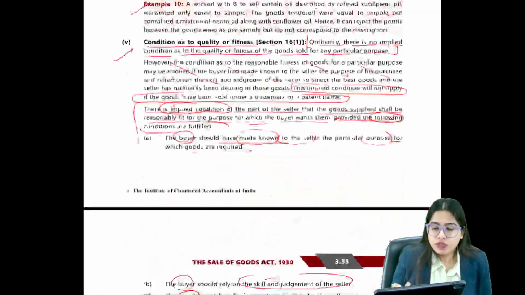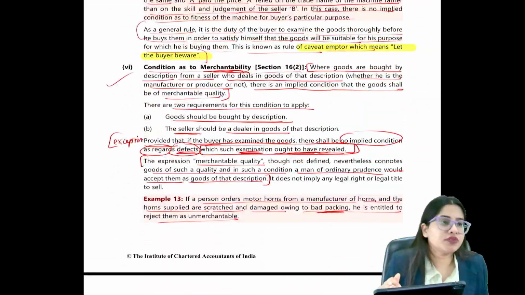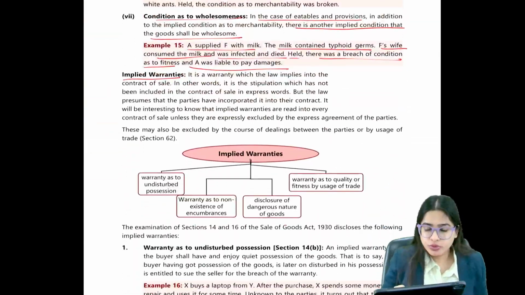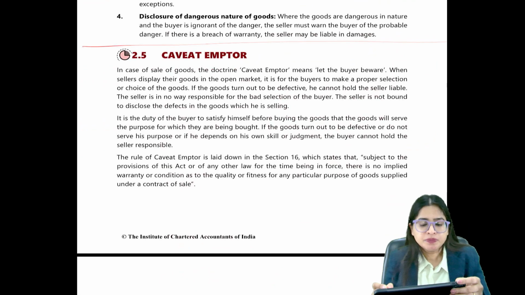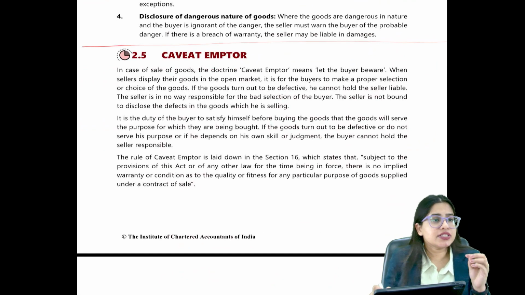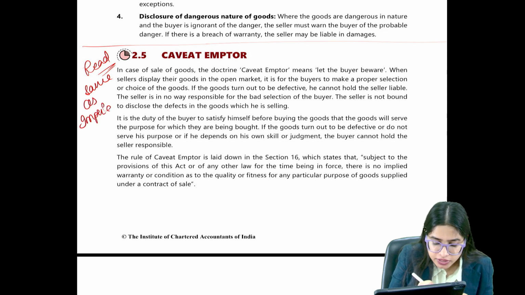Okay, if you have done this topic, then a similar topic, caveat emptor, is given, which is just the opposite of this. Same topic, no need to do it again. Implied warranty, we will do it, but first come to the topic of caveat emptor. Guys, caveat emptor is exactly the same. You can just have a read over it. Same as implied conditions.